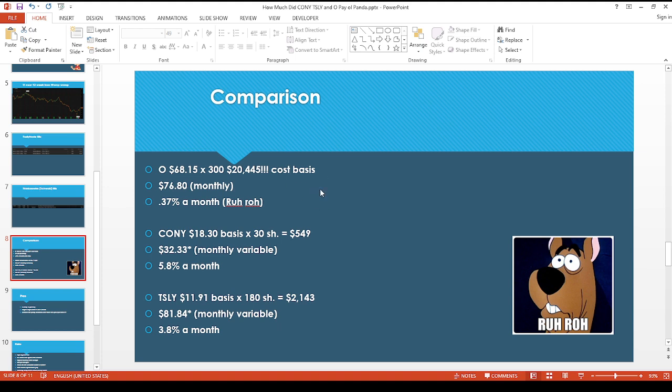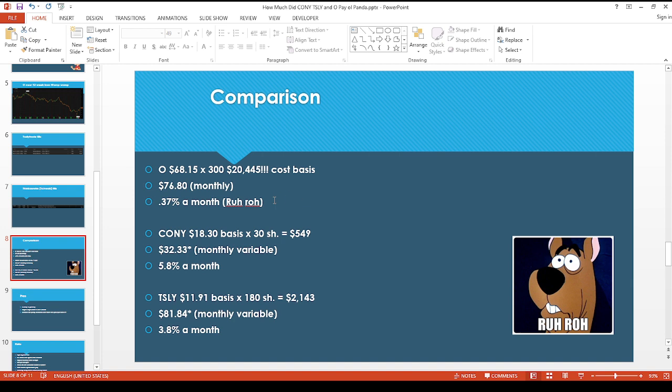And this comparison right here just shows you the power of the high yield ETFs. I want you to look at this. I was able to get the cost basis for Realty Income down to $68.15, but still, that cost me over $20,000, and I'm only getting paid $76.80 per month. Even though the income from the dividends has increased slightly over time, which is generally good, look at the cost basis right here, 20K for only this much. So that only comes out to 0.37% a month. So, uh-oh, I have some serious soul searching to do.